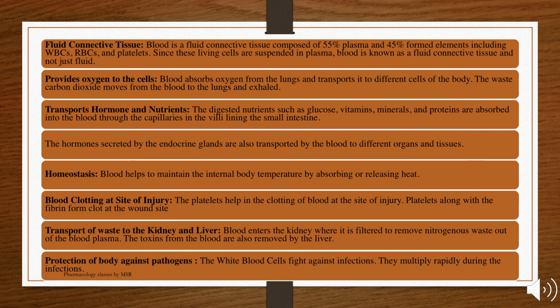So what are the functions of blood? As the first point, blood is a connective tissue. It is a fluid connective tissue which has 55% of the plasma and 45% of the formed elements. Formed elements include WBC, RBC and platelets. So the living cells are suspended in the plasma. Blood is known as fluid connective tissue.